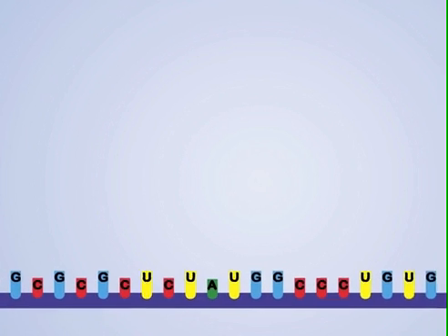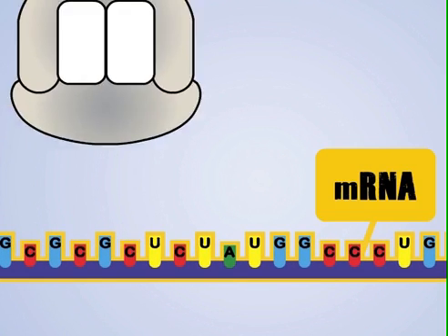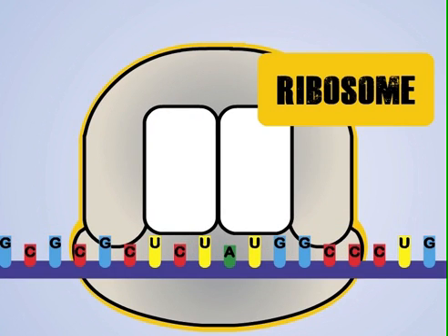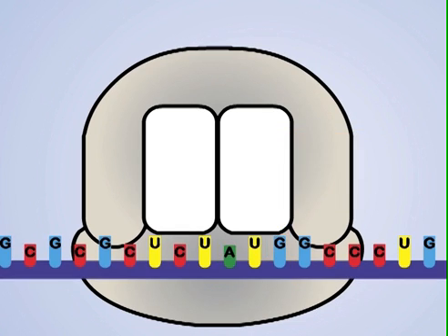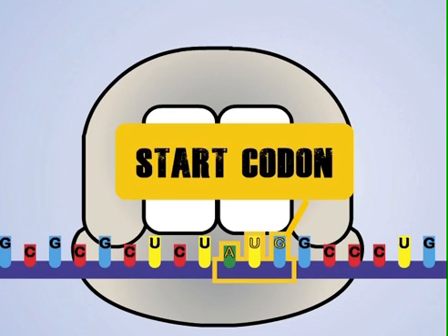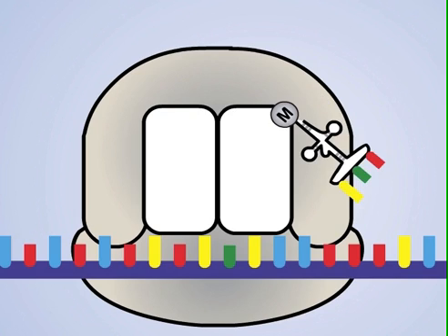Translation begins when the ribosome binds to the start codon on the messenger RNA. The ribosome reads the nucleotides in groups of 3, called codons. The start codon is a universal code in all multicellular animals: A, U, G. Transfer RNA molecules have a complementary sequence of 3 nucleotides called an anticodon.